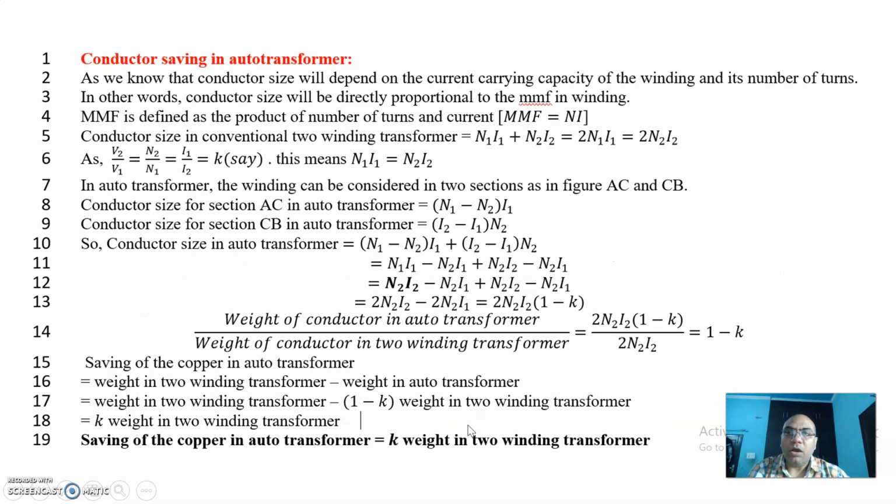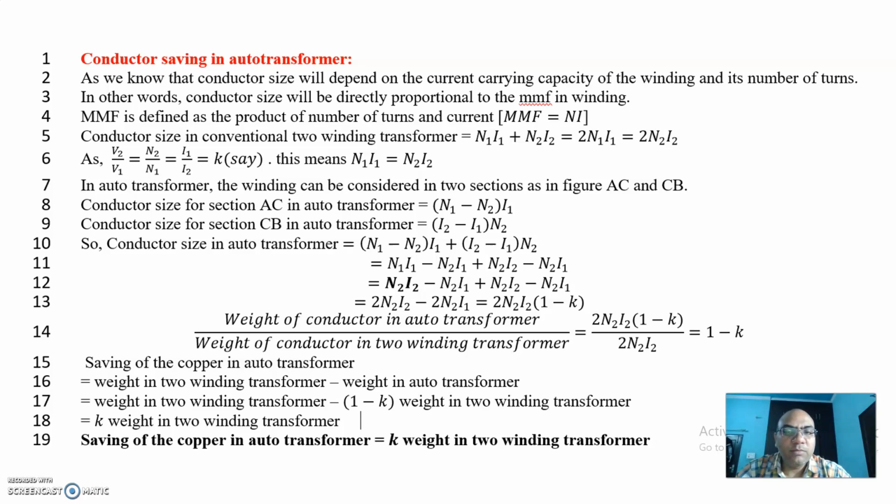Okay. Now the second point which may come to our mind is: what is the advantage of using an autotransformer? The first thing, if an autotransformer is using only a single winding, obviously it must save some copper. If copper is saved, ultimately the winding size will be less, and if the size is less, the device will be compact and easy to use, and the cost will also be less.